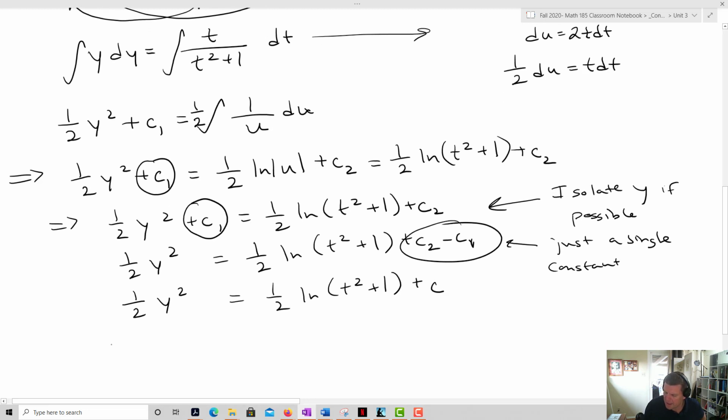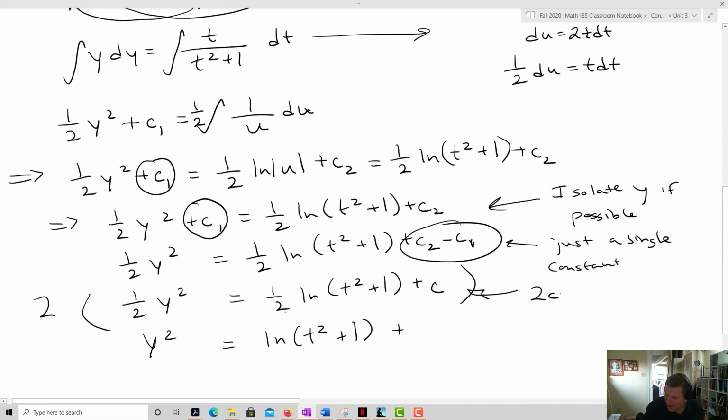Now what I want to do is multiply by 2. This will give me y squared equals, and then this will be 2 times 1/2, so this will be the natural log of t squared plus 1, and then plus, and this will become 2c, but 2c is still just a constant, so I'm just going to make it c again. I don't actually need to change that constant just because I multiplied it by a number. It'll all come out in the wash anyways when we actually go out and solve for our particular solutions or use our initial conditions, excuse me.